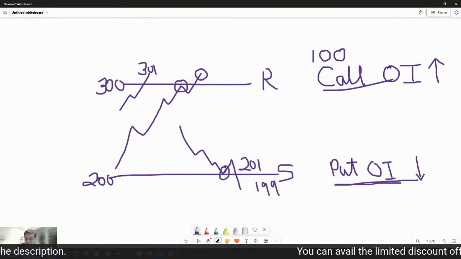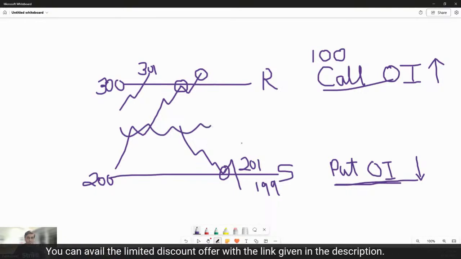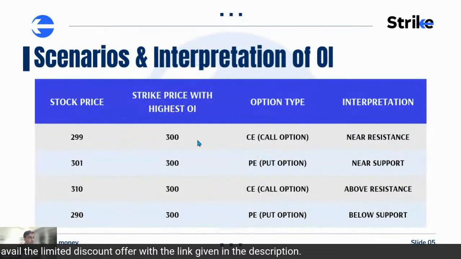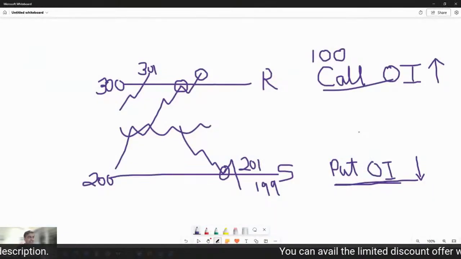Near support, near resistance, in a sideways market. So if the prices are somewhere in between, if prices do not qualify as near resistance, near support, above resistance or below support, then we will say that they are at neutral level.